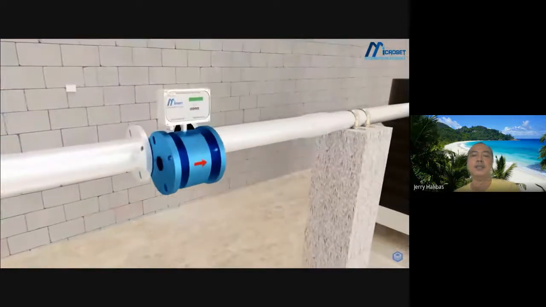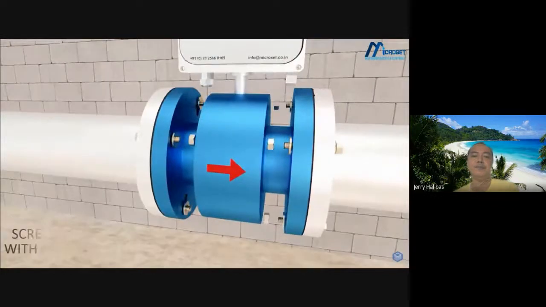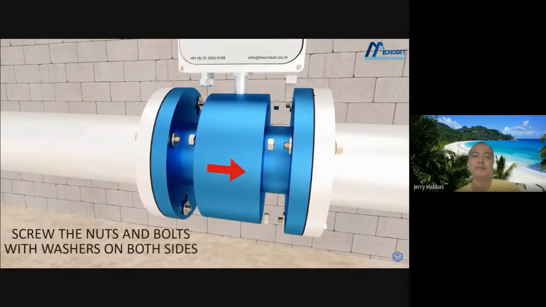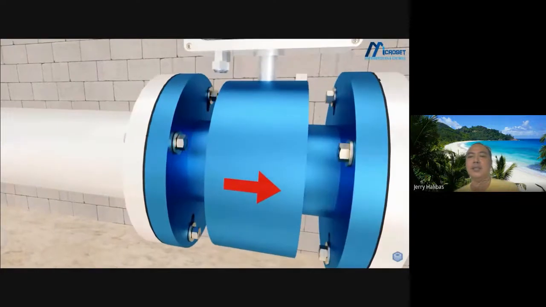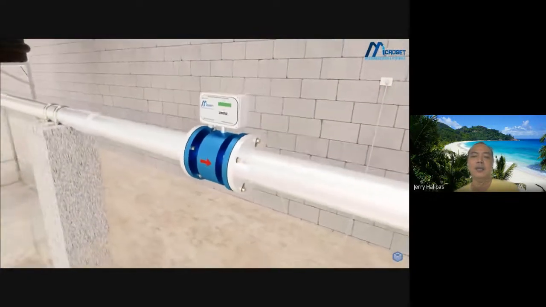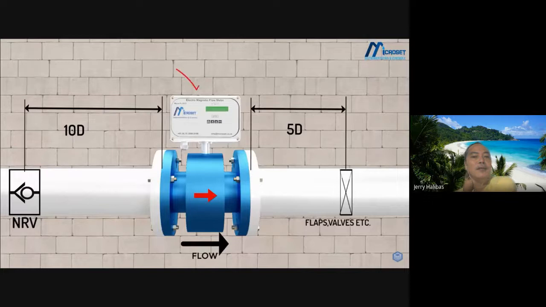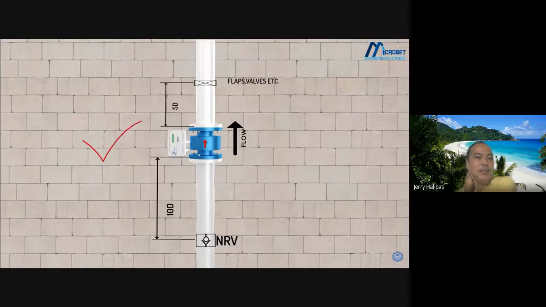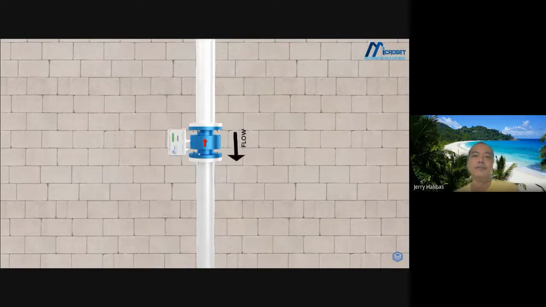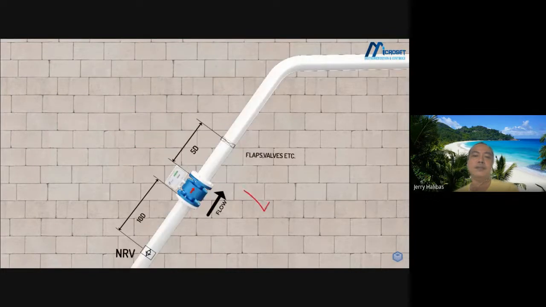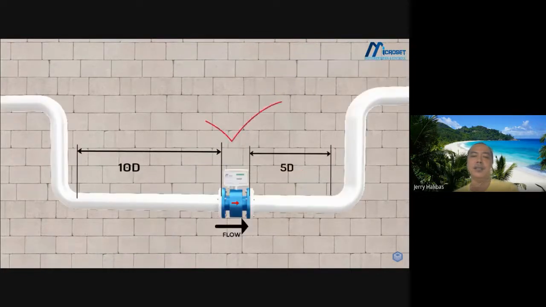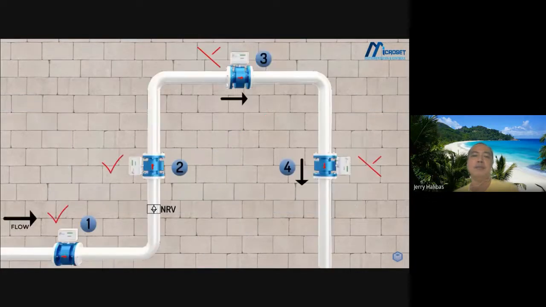Do not forget the gasket when it is a flange connection. Then do not forget the washers. If there is no lock washer, a plain washer is fine. So what I said, 10D, 10 times the diameter or 5 times the diameter. Okay, so a reminder on direction. Okay, as long as the 10D or 5D is straight, we can have an elbow or bend.